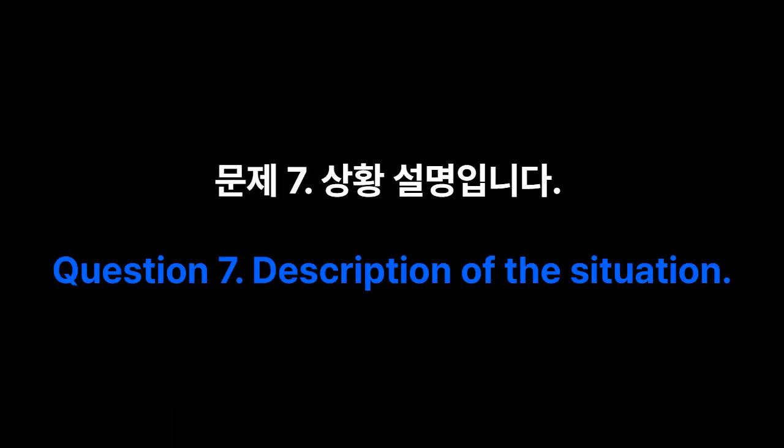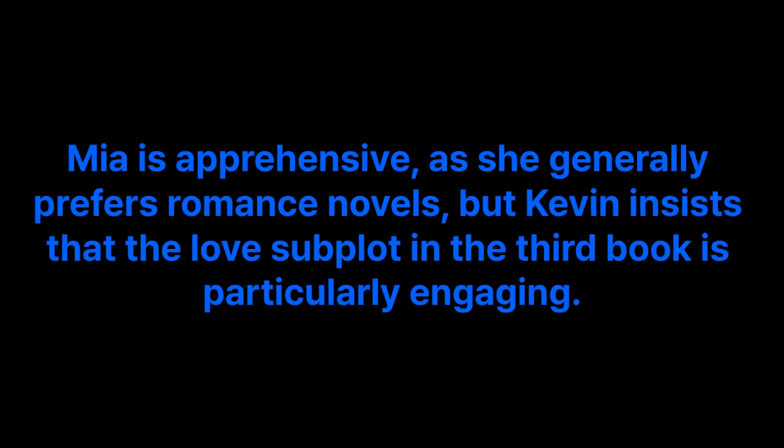Question 7. Description of the situation. At the library, Kevin is recommending a series of mystery novels by Arthur Kane to his friend, Mia. Mia is apprehensive, as she generally prefers romance novels. But Kevin insists that the love subplot in the third book is particularly engaging.